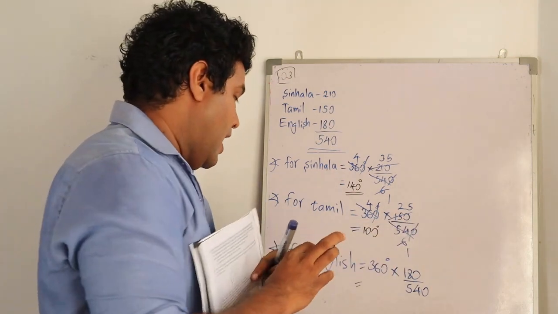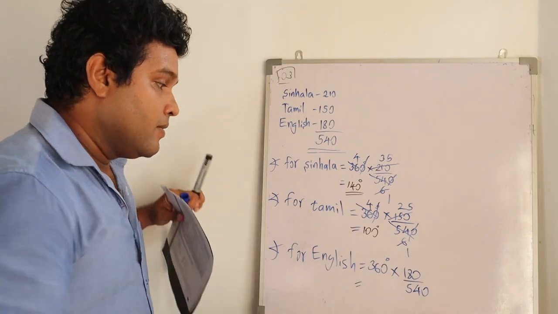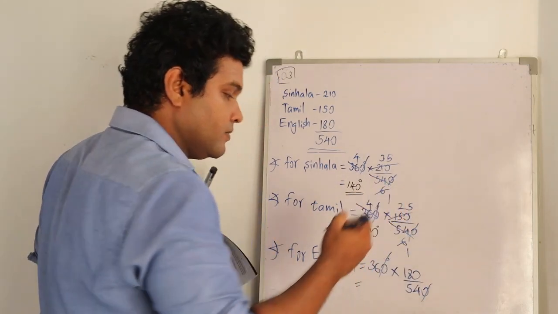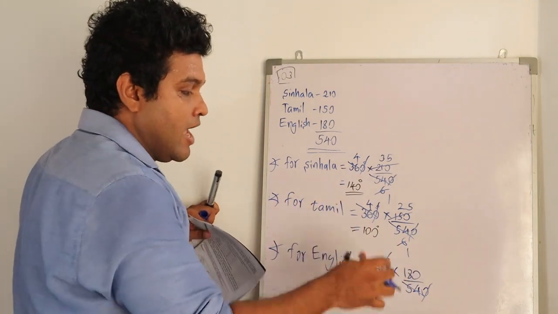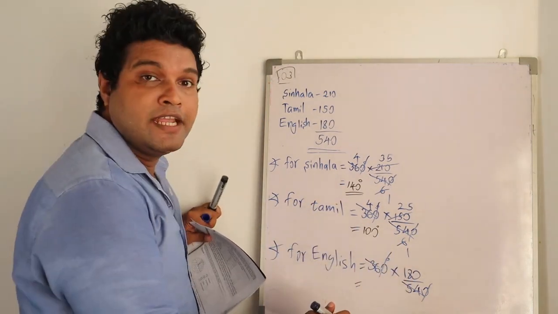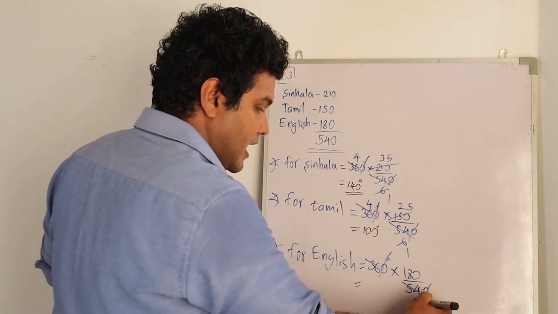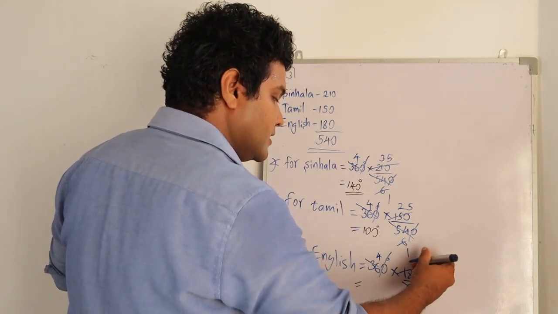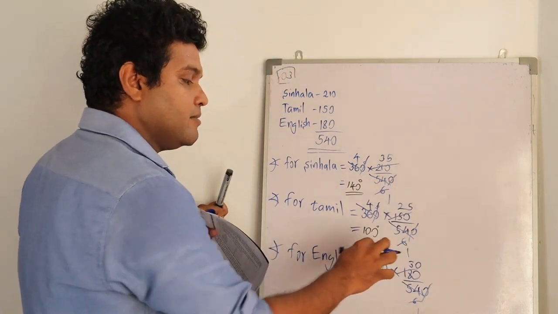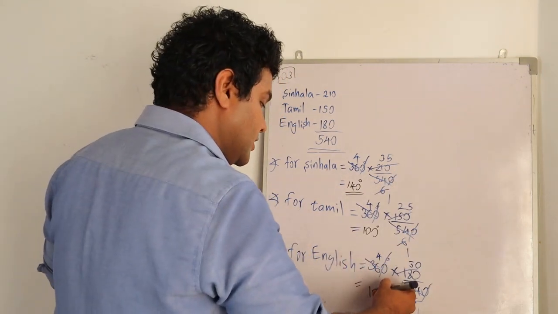And the angle at the sector for the English, to represent English as a sector, we have to further simplify this. In the same way, we have to simplify 54 and 36 with 9 times 6 and 9 times 4. You know 6 times 5 is 30, and 30 times 4 is 120.